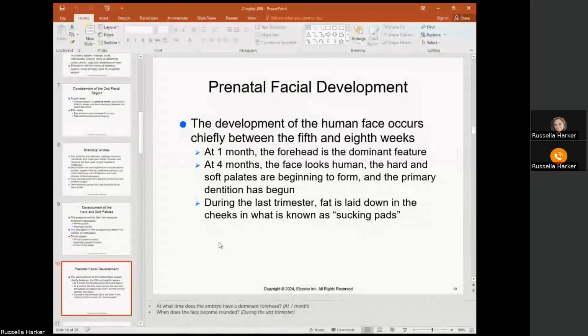With prenatal facial development, the development of the human face occurs chiefly between the 5th and 8th weeks. At 1 month, the forehead is the dominant feature, and at 4 months, the face looks human. The hard and soft palates are beginning to form, and the primary dentition has begun. During the last trimester, fat is laid down in the cheeks in what is known as sucking pads.